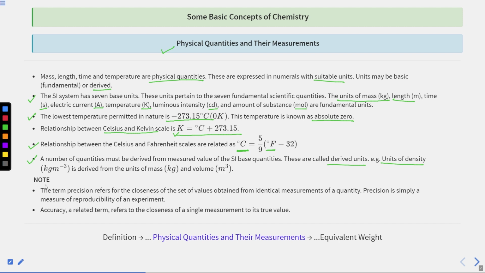There is a note here that the term precision refers to the closeness of the set of values obtained from identical measurements of a quantity. Precision is simply a measure of reproducibility of an experiment, while accuracy, a related term, refers to the closeness of a single measurement to its true value. So the closeness of a single measurement to the true value is known as accuracy, and precision is different from this. So this is a note point.